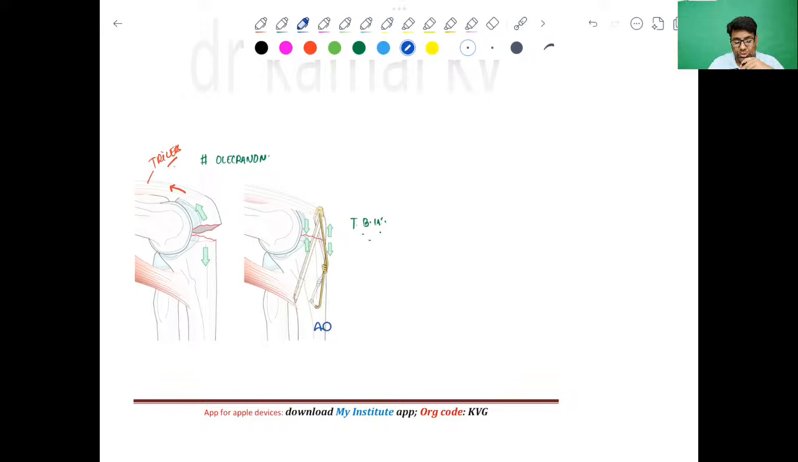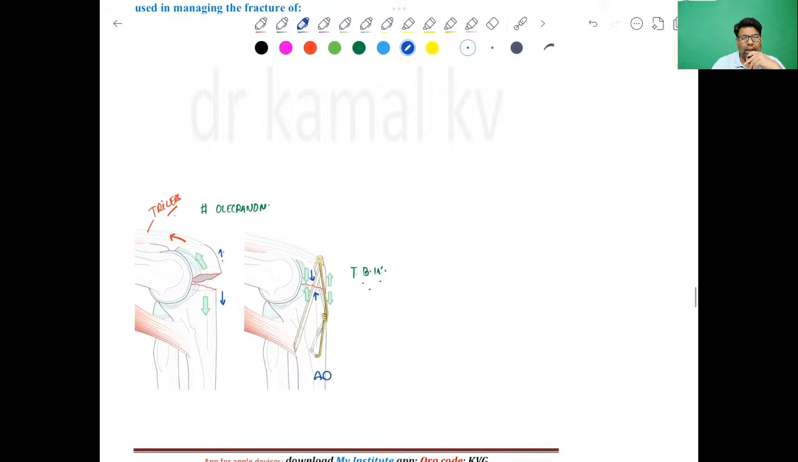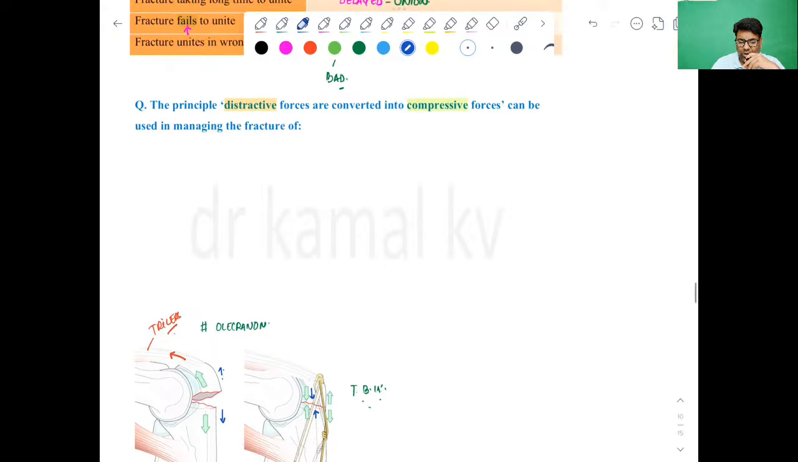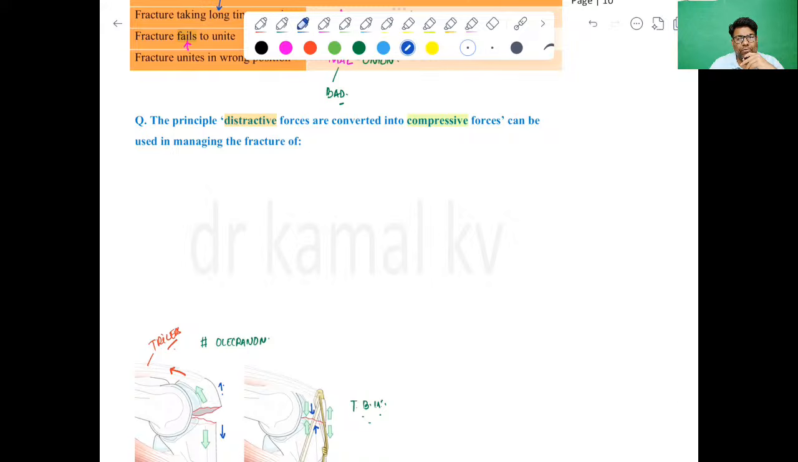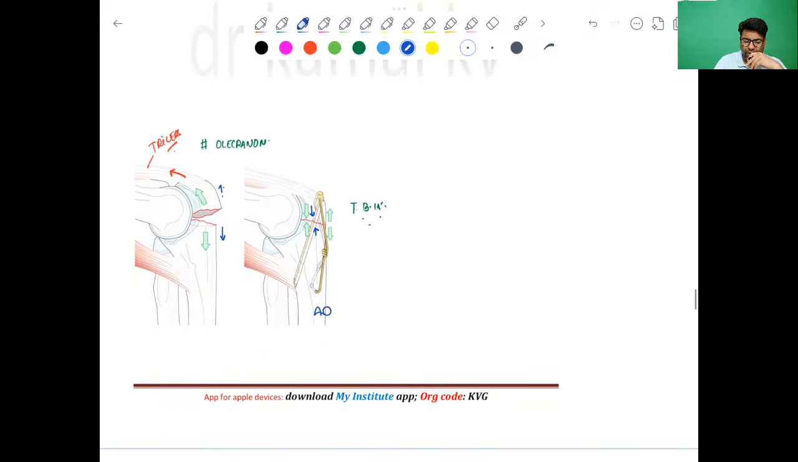So what we do is tension band wiring. By this operative procedure, the moment the patient flexes the elbow and the triceps tries to take away the proximal fragment, it will indirectly bring the fragments closer. Fragments moving away is known as distraction. Fragments coming closer is known as compression. And for a fracture we always favor compression because that will promote union. So tension band wiring is a surgical principle which employs the concept of distraction forces being converted into compression forces. For exam purposes, just remember two examples: fracture olecranon and fracture patella.